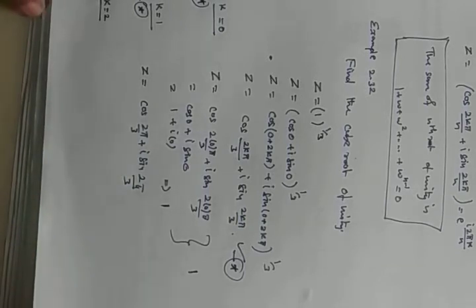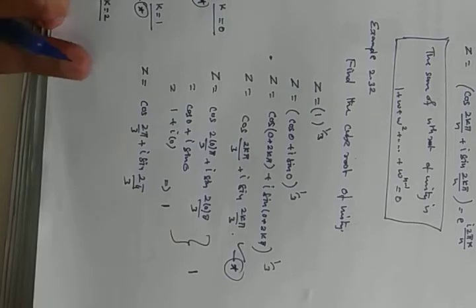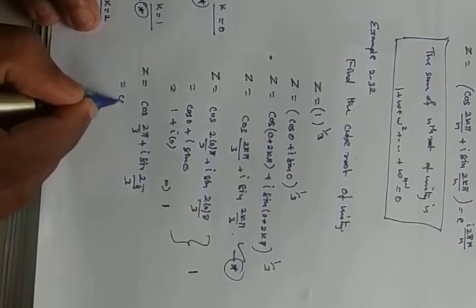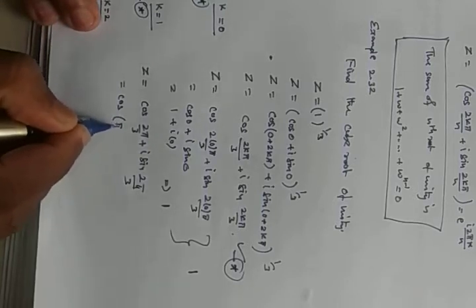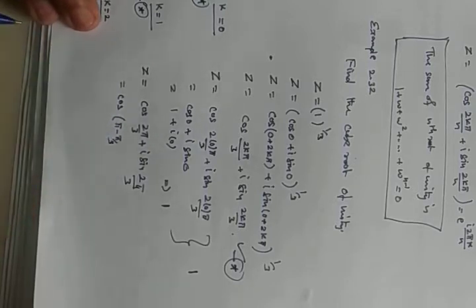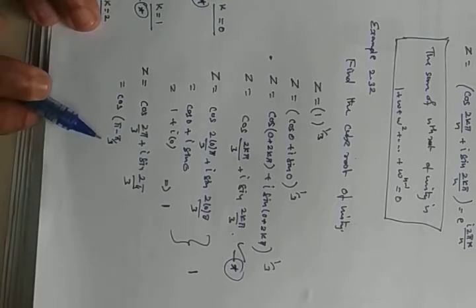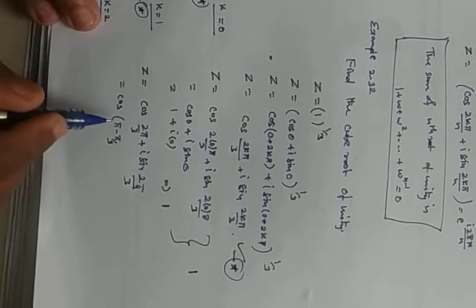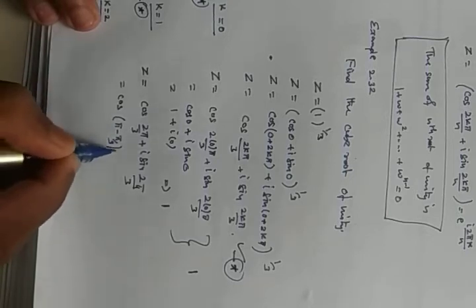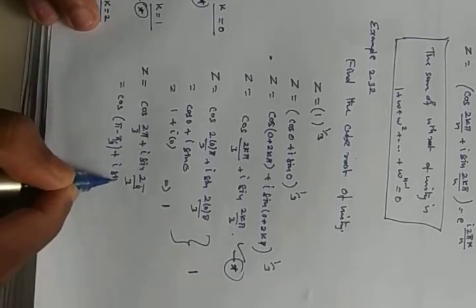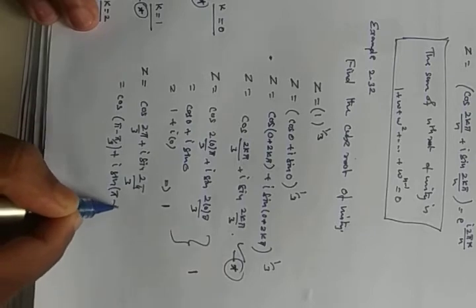2π by 3 is actually 120 degrees, since 2π is 360 and 360 divided by 3 is 120. But we have to convert this as cos(π − π/3). Check whether it is correct: 3π minus π is 2π, that is 2π divided by 3. So the same thing, for sine we write i sin(π − π/3).